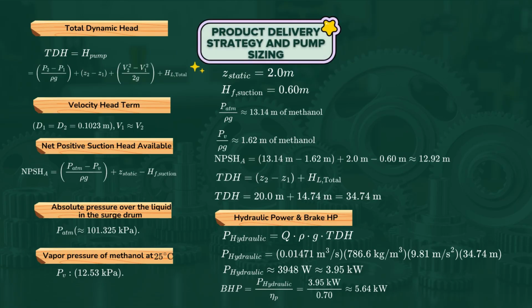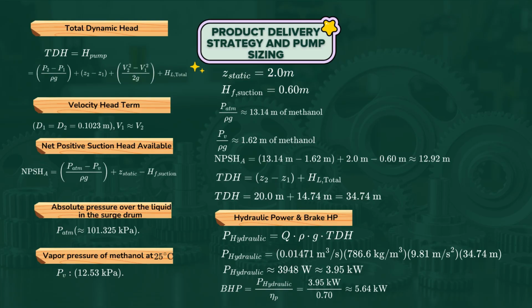Application of fluid mechanics principles for product transfer. The strategy for delivering the final methanol product relies on the principles governed by the mechanical energy balance (MEB), derived from Bernoulli's equation, applied between the product system, point 1 pump suction, and the storage tank inlet, point 2 pump discharge. The MEB, expressed in terms of head in meters of fluid, determines the energy input required from the pump, known as the total dynamic head, TDH.